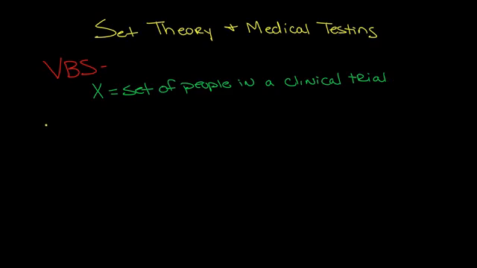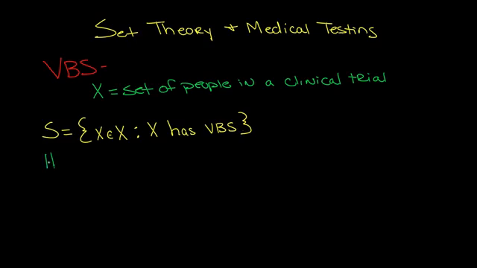Let's divide X up into two sets. Let's say that S is going to be equal to the set of people x in X such that x has VBS. So why are we using S? S somehow stands for sick. These are the set of people who genuinely have VBS. And let's let H, for healthy, stand for the set of x in X such that x does not have VBS.